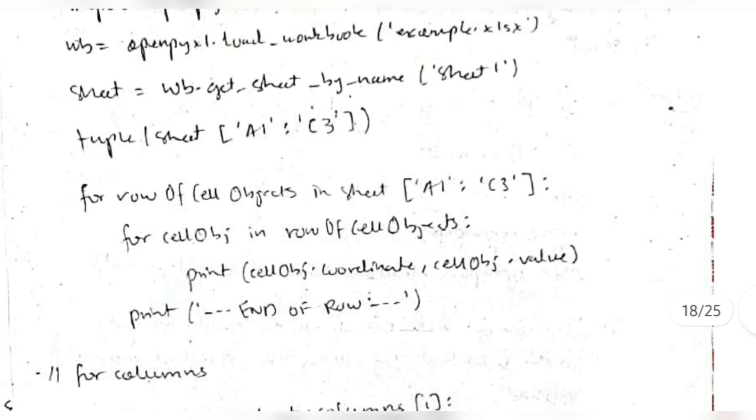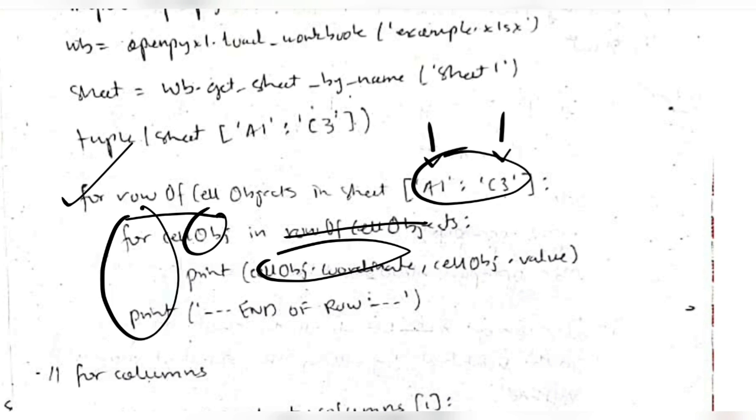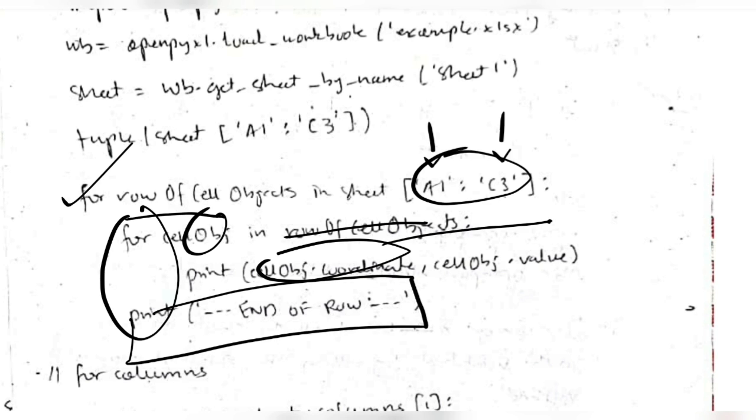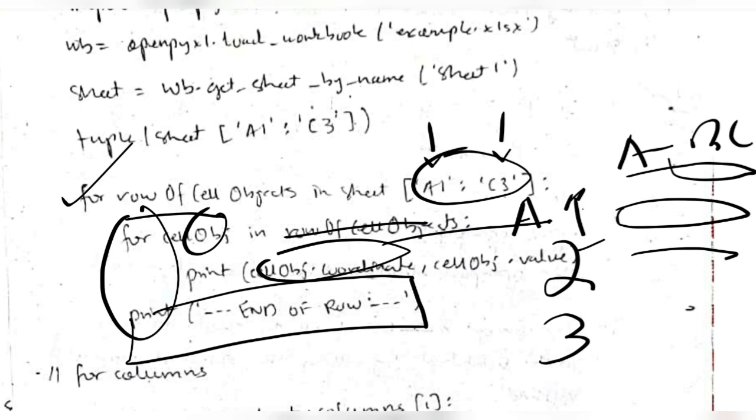So for that we will be using the function here. For row of cell objects in sheet, meaning from A1 till C3, for cell object in this row we will be printing the values. After each iteration of the inner loop, it will print end of row. So each row will be printed here: first the one row, then the 2nd row, then the 3rd row. In each row the A, B, C column values will be printed. So the first row in the first iteration, the second in the second, and the third in the third.